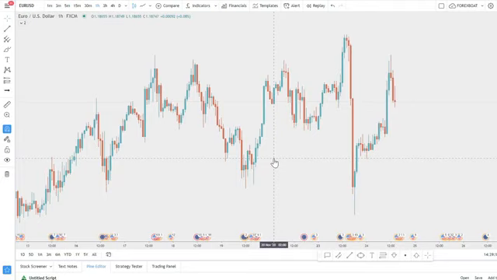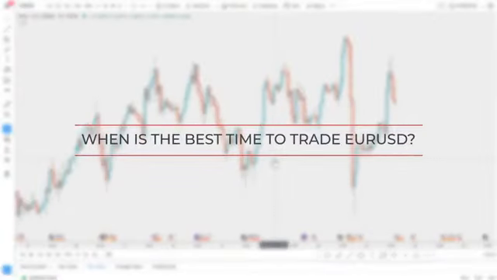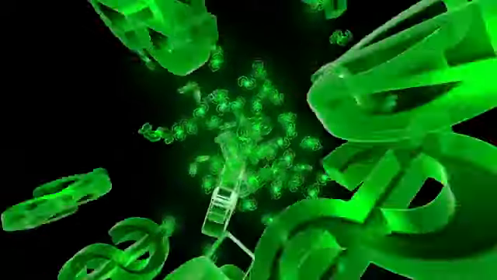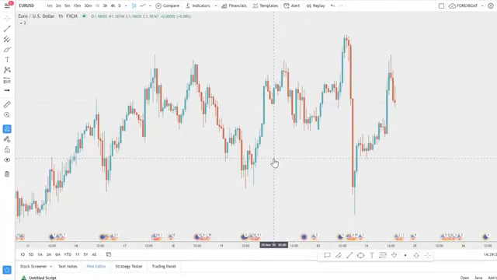Now the question is, when is the best time to trade the euro versus the dollar? And I think the answer is quite obvious. When the European session is opening and when the United States session is opening. So these times are quite good for getting into a trade for the euro versus the dollar.